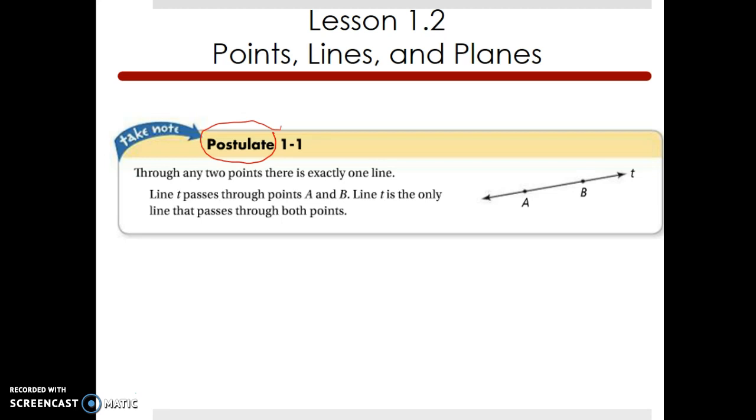So the first one is that through any two points, there is exactly one line. So try drawing any 2 points. There will always be just one line that can be connected. You can't draw like this, it won't connect. The only way to connect it is that one line.